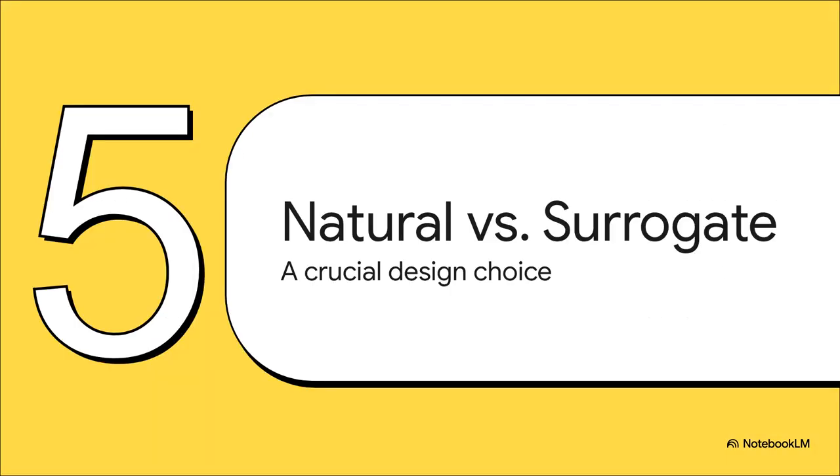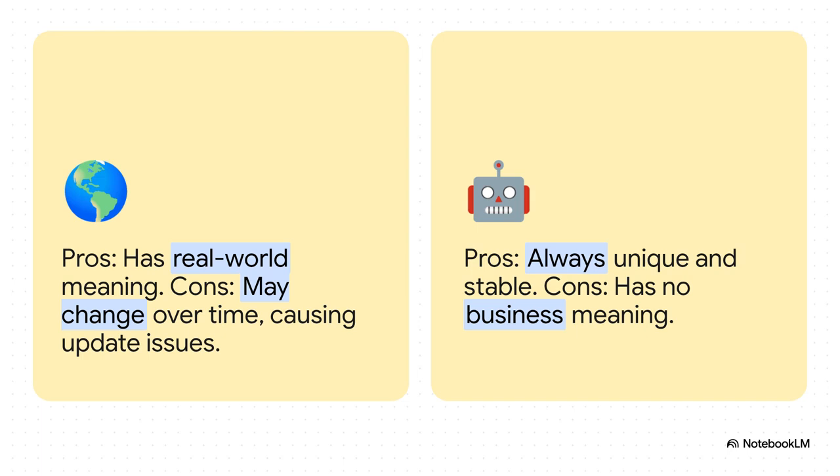And this brings us to our last big topic. And it's a very practical one. When you go to pick that primary key, you have a fundamental choice to make, and it's a choice with some pretty serious real-world consequences. You can use a natural key, which is something that already exists out in the real world, like a social security number or an email address. The upside, it has business meaning. The downside, people can change their email address.